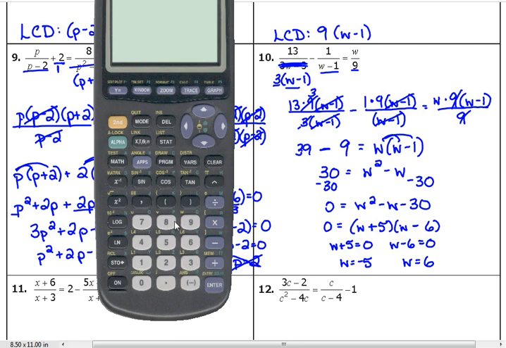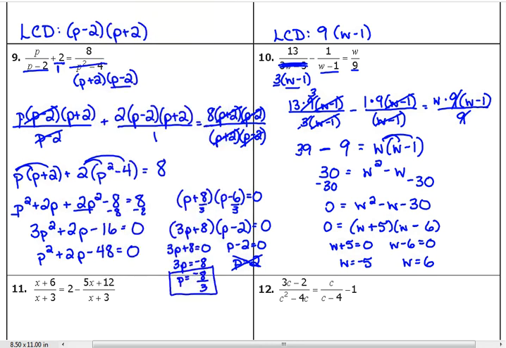13 over 3 times -5 minus 3, minus 1 over parentheses -5 minus 1. Does that equal -5 over 9? It does. Okay, check 6 really quick. Change all my -5s to 6s. And 6 over 9 is that same value. Okay, so both of those work out here.